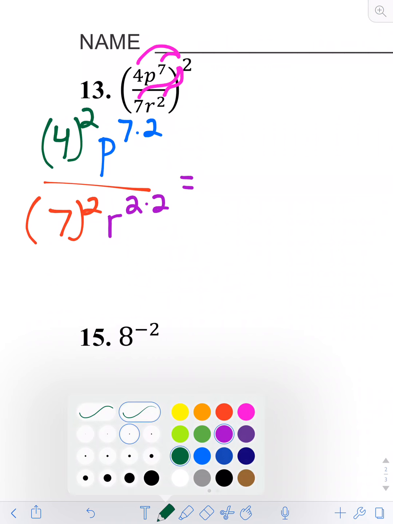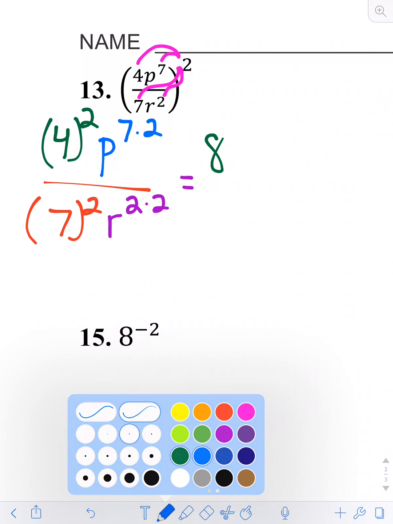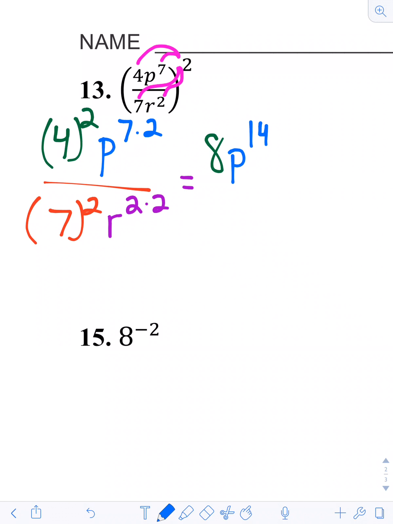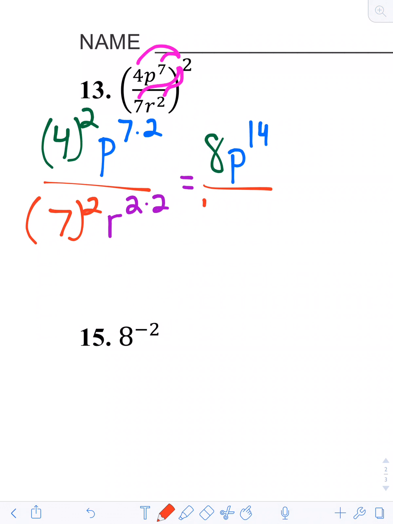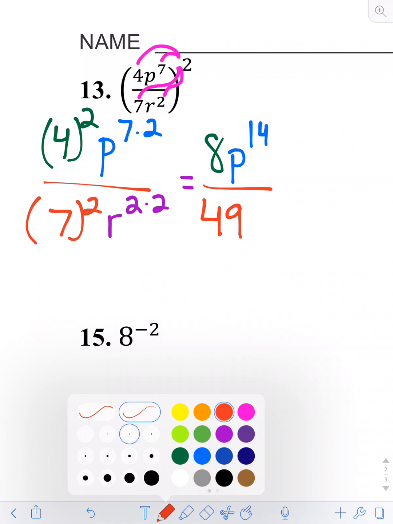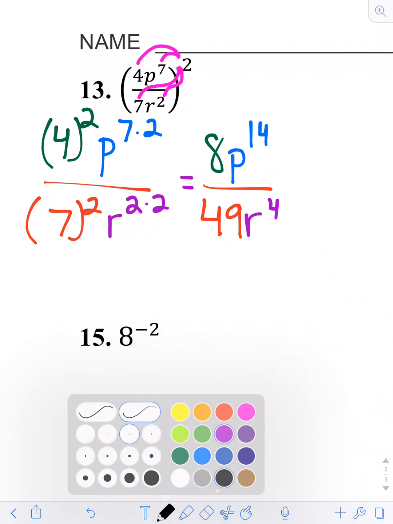Okay, so I'm going to reduce this. 4 squared is 8. 7 times 2 is 14. 7 squared is 49. And then for my r, 2 times 2 is 4. Now here's the thing. You can type in your calculator 8 divided by 49 and hit enter, and it just comes out to 8 over 49. So that doesn't reduce. You can't do anything with subtracting those exponents because they're two different bases. One is a p and one is an r. So this is your final answer.